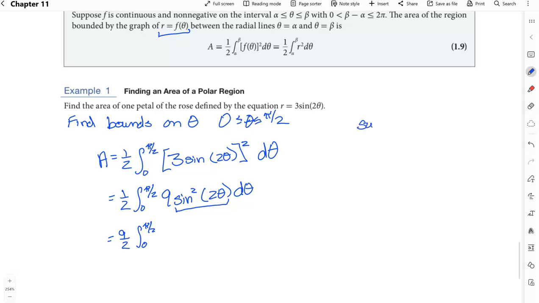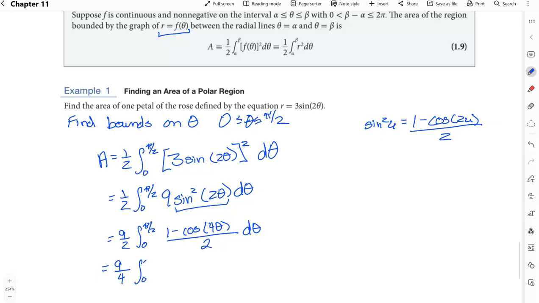So my power reducing formula says that the sine squared of u is equal to 1 minus cosine of 2u all over 2. So here my u is 2 theta. So I'm going to have 1 minus cosine of 2 times 2 theta, which is going to be 4 theta, all over 2 d theta. And I'm going to pull that 1/2 out. So now I have a 9 over 4, and I'm integrating from 0 to pi over 2, 1 minus cosine of 4 theta d theta.